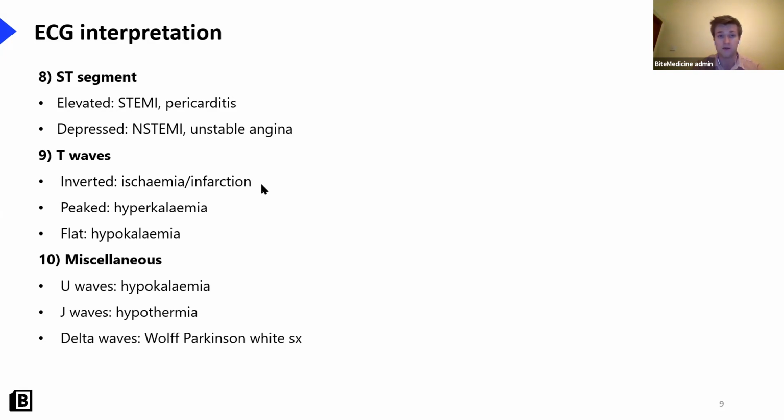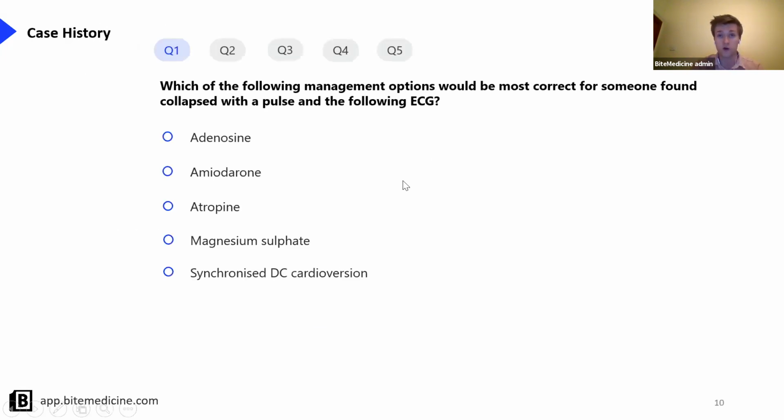And finally, there are some classical features that you see on ECGs, like U waves, J waves, and delta waves, that are almost characteristic of these features here: hypokalemia, hypothermia, Wolff-Parkinson-White. And again, I plan to show you them in future sessions. So we've got lots to get through.